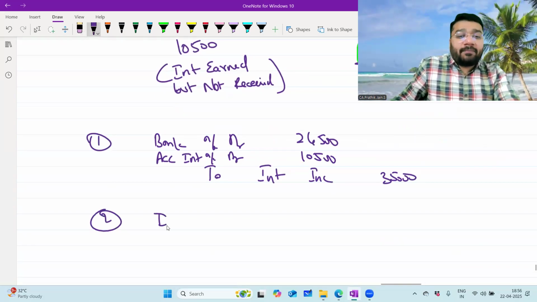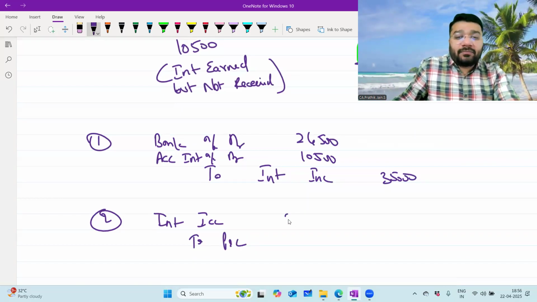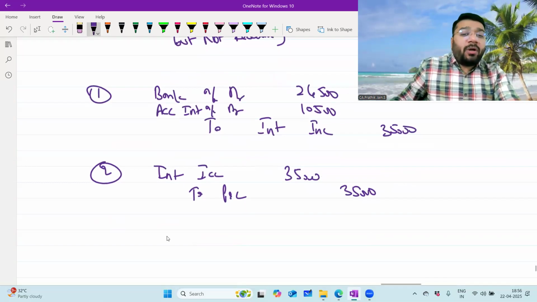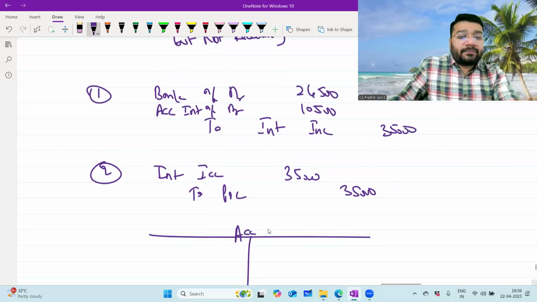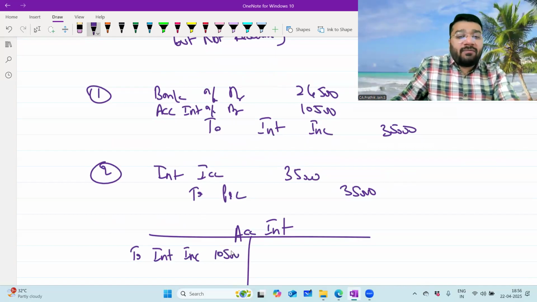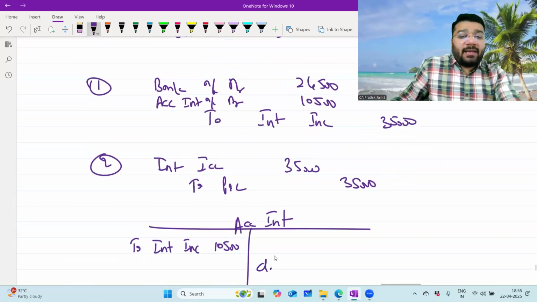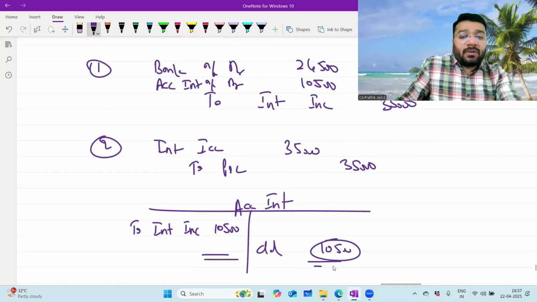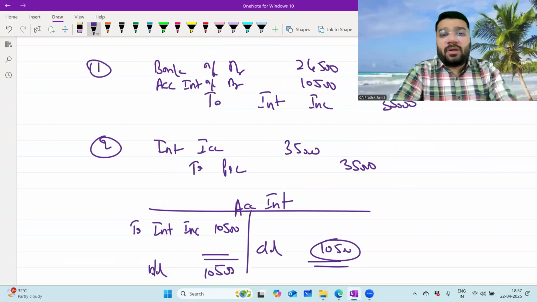And this interest income is transferred to your P&L account, 35,000, 35,000. Journal is clear? In ledger, what will you want? Accrued interest. What is the posting? To interest income, how much? 10,500. Closing balance 10,500. Balance brought down 10,500. Since she's asked, I did it. Otherwise, not required.